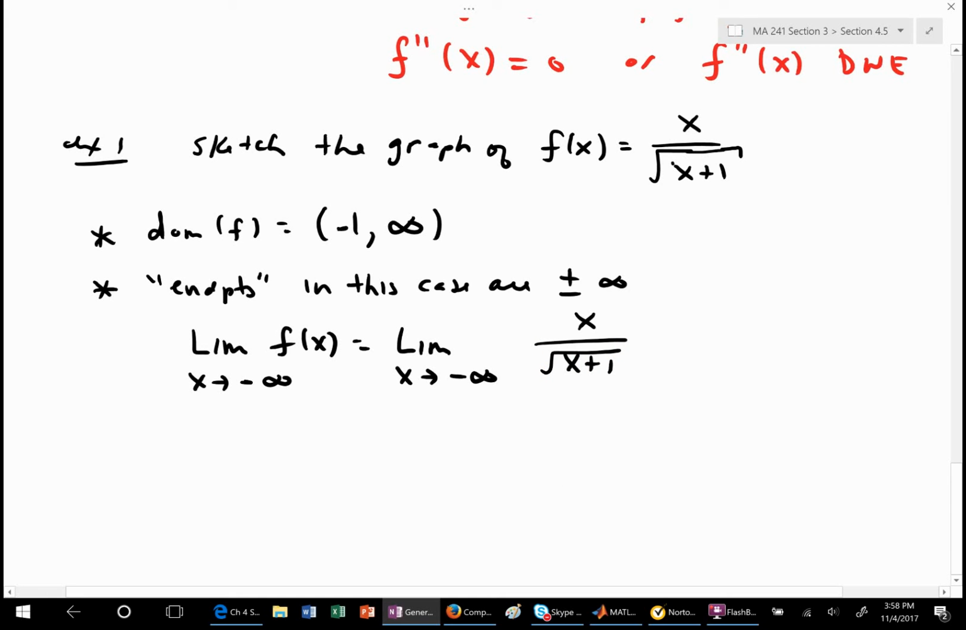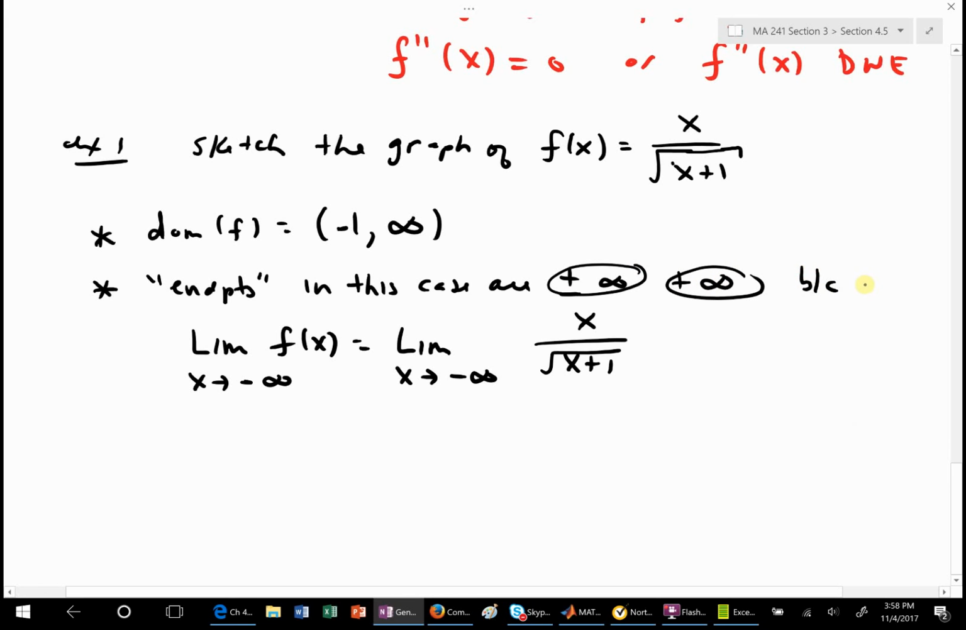Does that make sense? And people are nodding their head yes. Yeah. So I can't get a negative infinity, so this is not my endpoint. I gotta be careful, right? I only have an endpoint at positive infinity because the domain ends at negative 1. Good. Okay. So what's going on at negative 1?